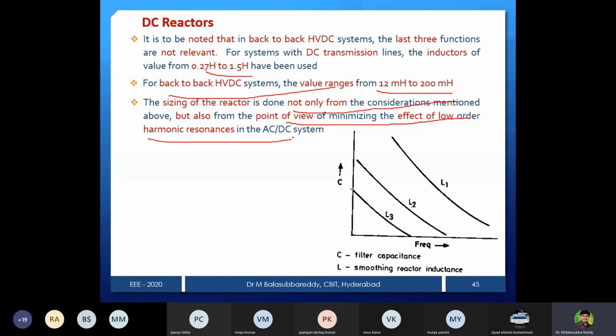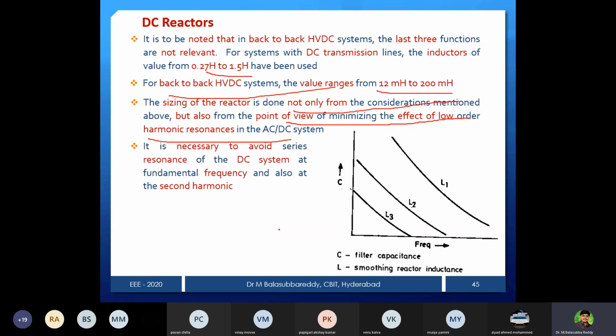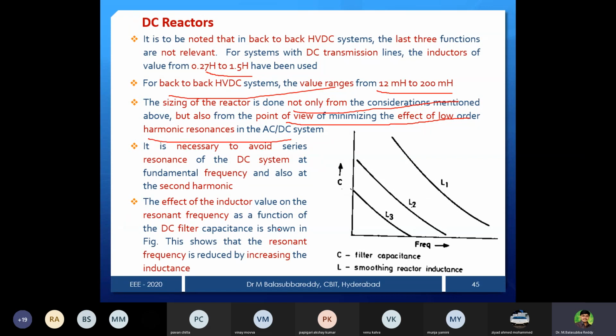You can minimize that lower, and apart from the previous considerations, you can also consider minimization of the lower order harmonic. So it is necessary to avoid series resonance of the DC circuit at fundamental frequency, and especially in the second harmonic reduction.